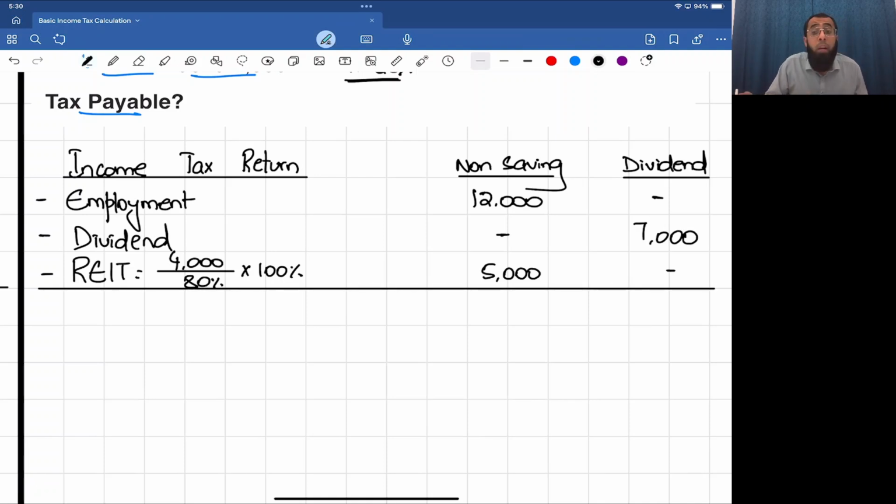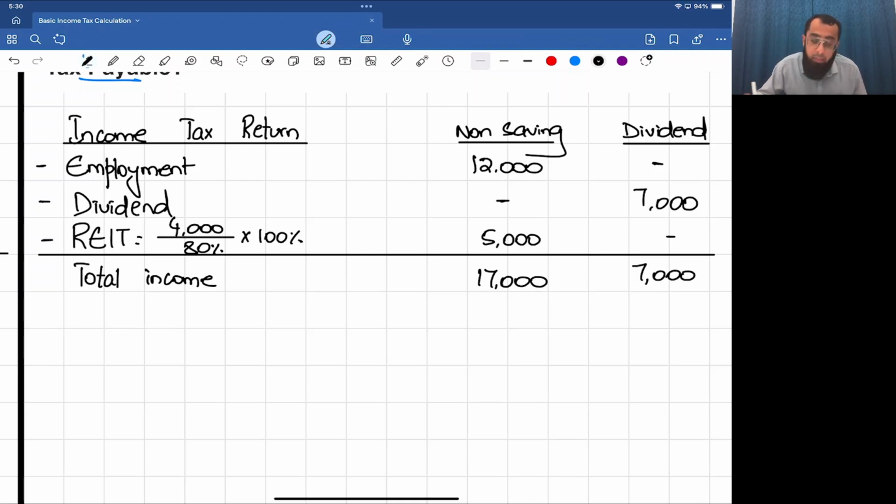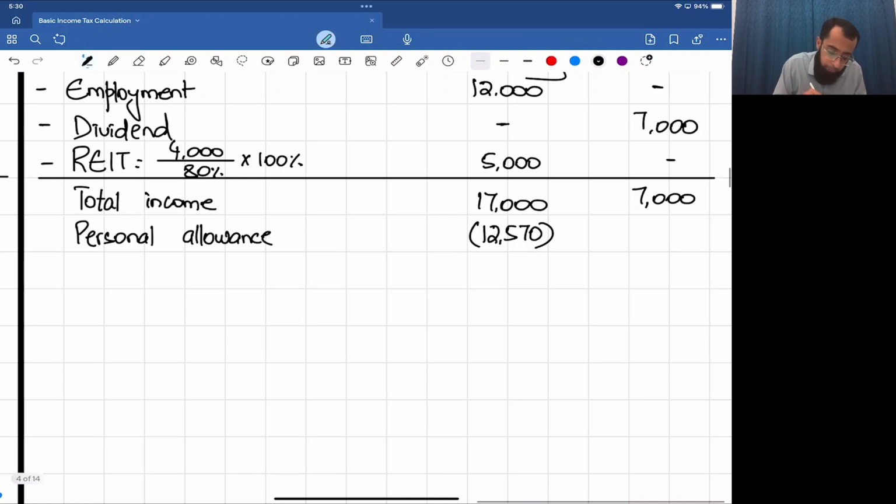You add them up to arrive at the value of total income. So what's your total income? 12,000 plus 5,000, here you go, it's 17,000. And the dividend stands at 7,000. Then you'll be adjusting your personal allowance. So your personal allowance is 12,570. You adjust that. I believe these are just the simple steps which I'm doing.